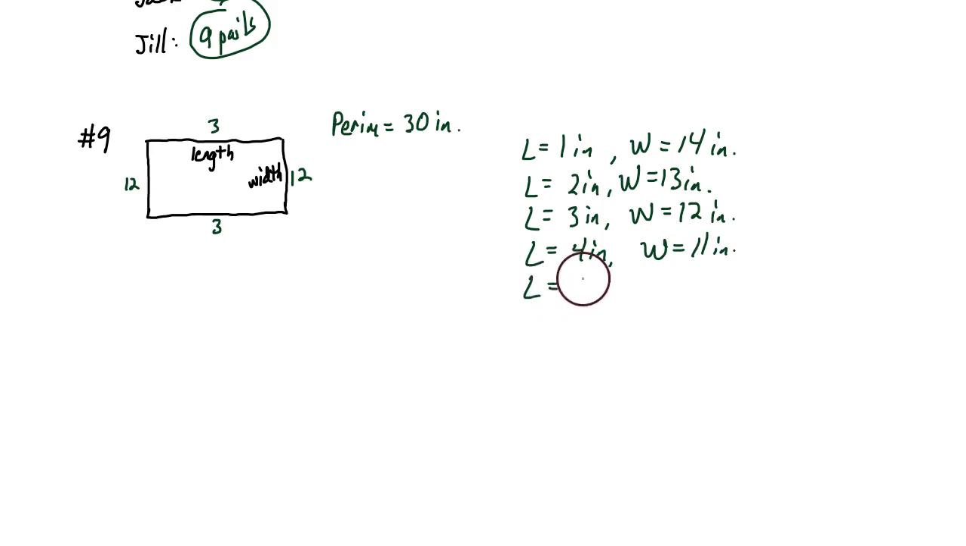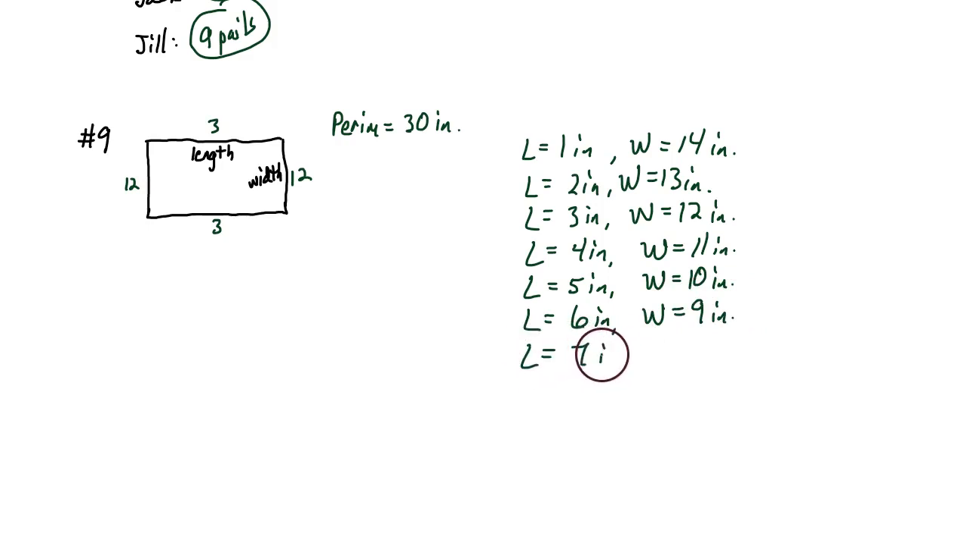And another possibility is the length could be 5 inches if the width was 10 inches. Another possibility is the length could be 6 inches if the width was 9 inches. Another possibility, if the length is 7 inches, then the width must be 8 inches.